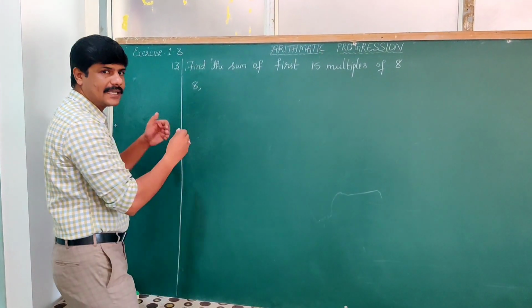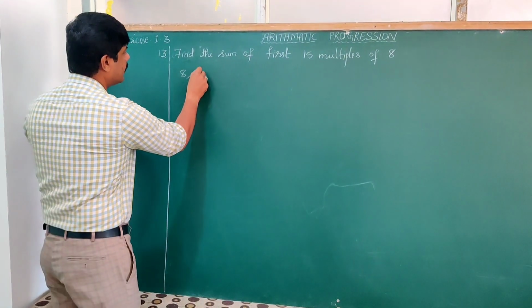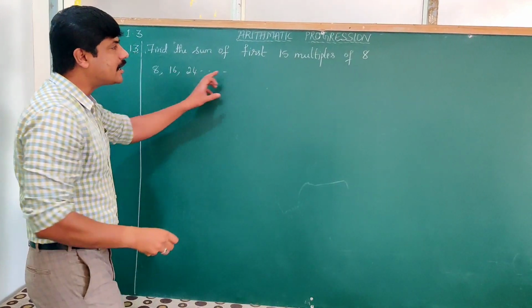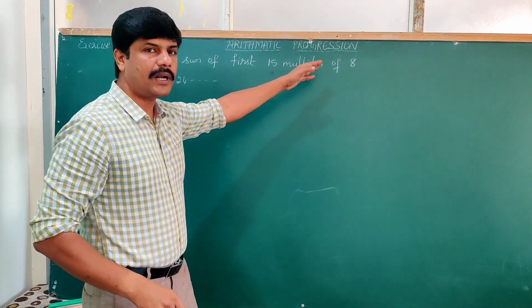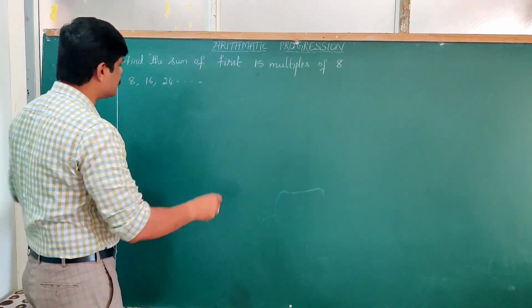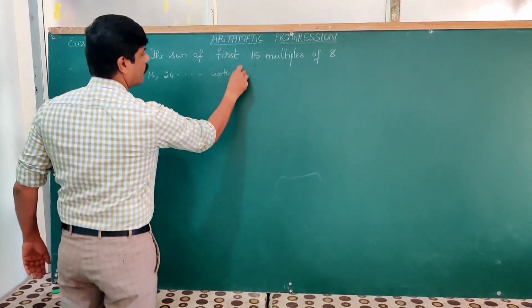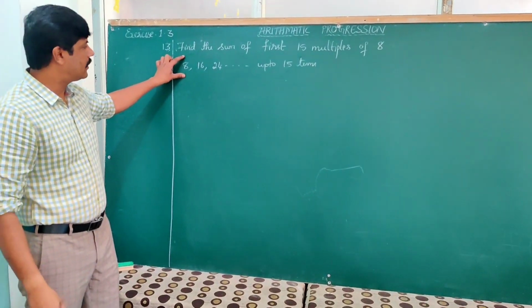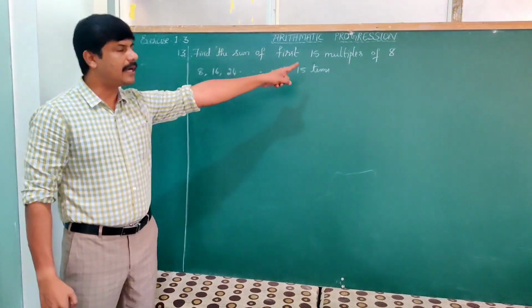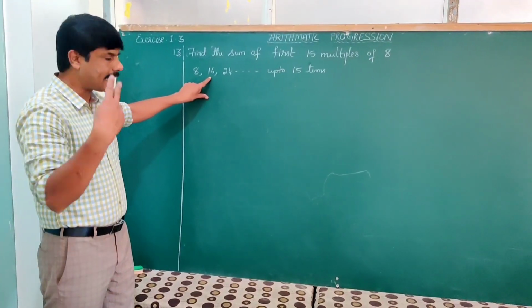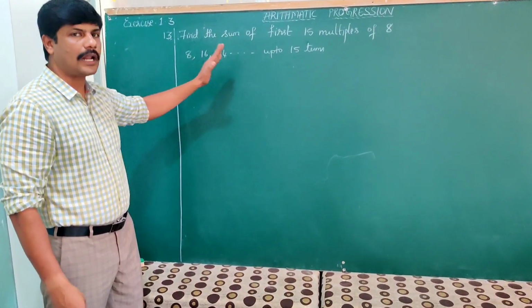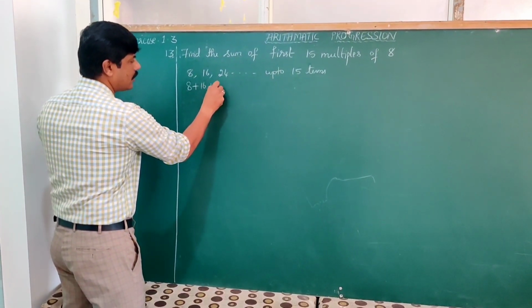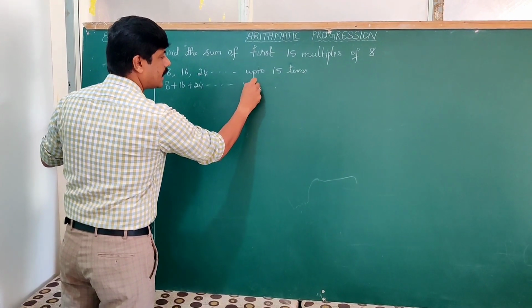Second multiple of 8 is 8 twos, it is 16. Then 24. Up to how many terms sum we have to find? Multiples of 8, that is 15 terms. Okay, now 8 is the first term, then second is 16, third term is 24, like that. We have to find the sum. Therefore, I write 8 plus 16 plus 24 up to 15 terms.